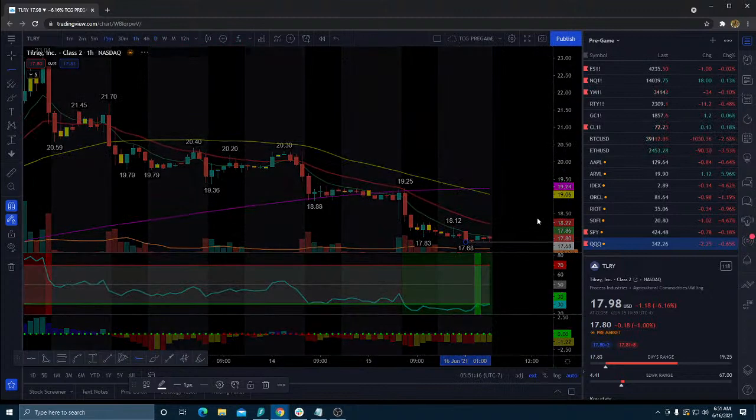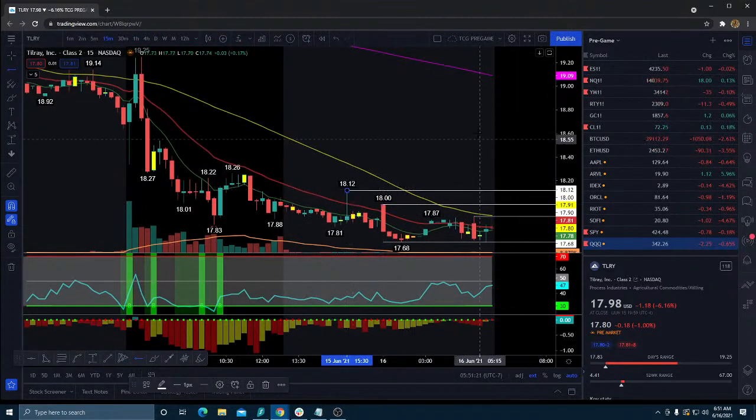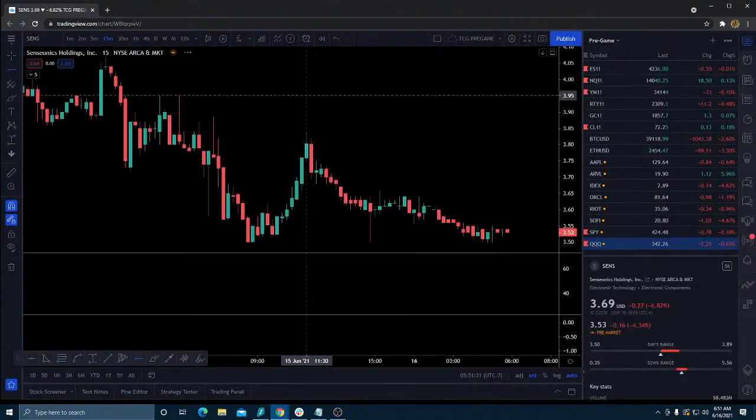So on any bounce, you are fighting a crap ton of bears on this chart, so just be careful. I like it for a flip. You flush down to 1730, give me Tilray long.